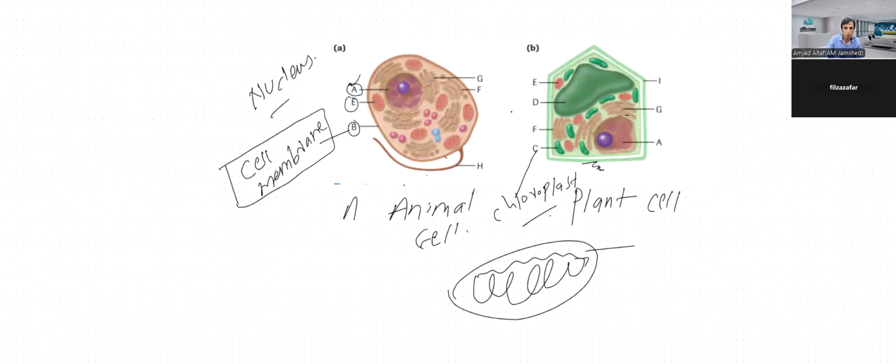It's mitochondria. Good. Okay, E, F. This one is F. Let's try to figure out and identify which structure it is. I'm talking about F now. What do you think this structure is? Yes, that's a challenge, Filza. Again, guess. I'm talking about this F.